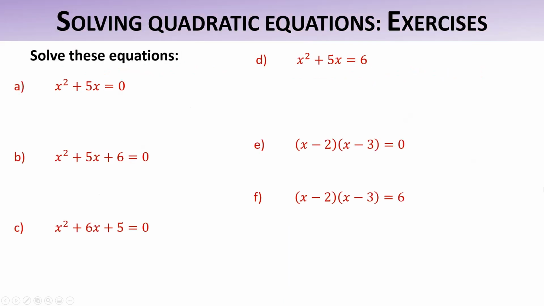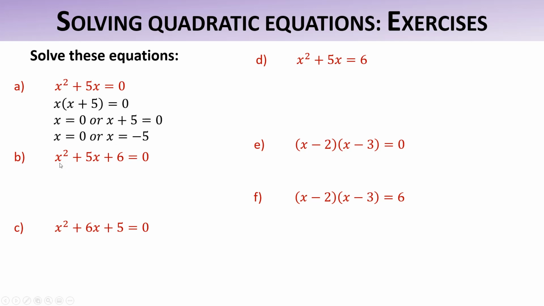So pause the video and see if you can do this by yourself. And we will look at the solutions. The right-hand side is already 0, so we can factorize the left-hand side. Both terms have a factor of x. So we get x times x plus 5 equals 0. So x is 0 or x plus 5 is 0. This is a solution, and this gives us as a solution x equals minus 5.